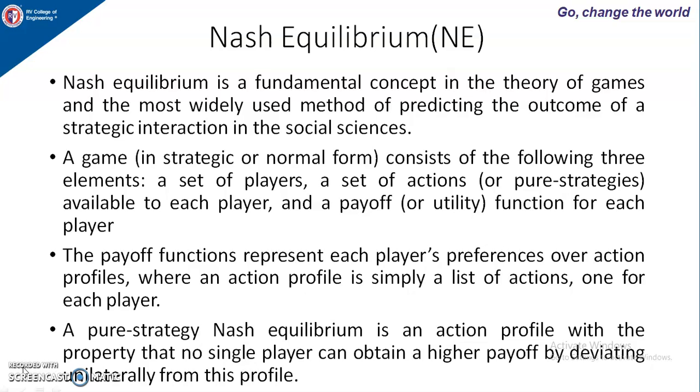A game consists of the following three elements: a set of players, a set of actions available to each player, and a payoff function for each player. The payoff functions represent the player's preferences over the action profiles, where an action profile is simply a list of actions, one for each player. A pure strategy Nash equilibrium is an action profile with the property that no single player can obtain a higher payoff by deviating unilaterally from this profile.